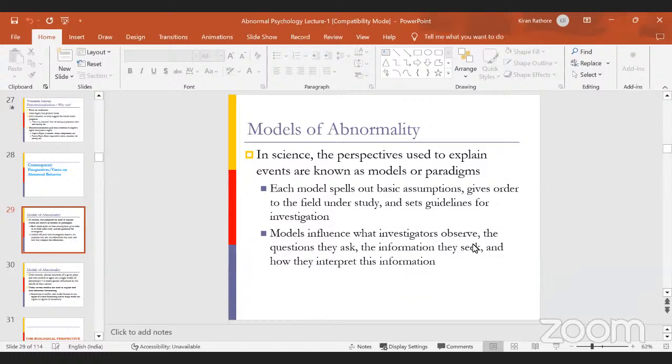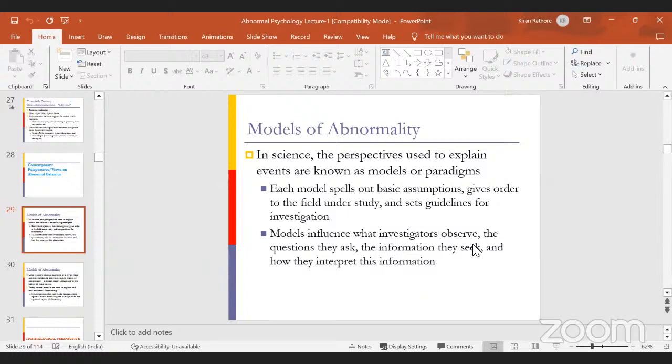These different models or viewpoints influence what clinicians, investigators, or researchers observe in a particular behavior, the type of questions they will ask while doing research or treatment, the information that they want to see, and how they are going to interpret that information. So how a researcher, clinician, therapist, or psychologist observes a particular behavior, the questions he asks, the information he wants, and how he interprets it depends upon which model or theoretical perspective that investigator or clinician follows.